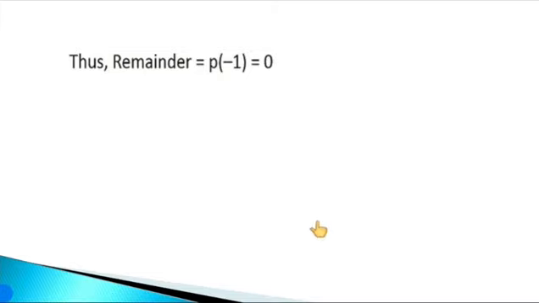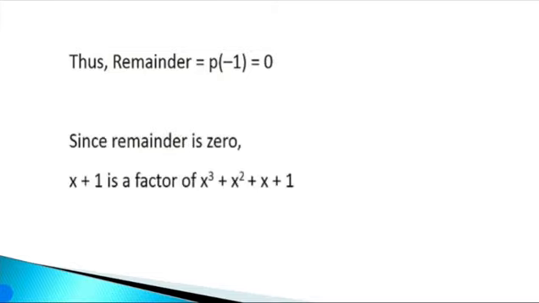We can say that since the remainder is 0, x plus 1 is a factor of x cube plus x square plus x plus 1. So this is the solution for sub question 1 in problem 1. I hope everyone understood. So in this problem x plus 1 is a factor of the given p of x. Similarly, you need to find for sub question 2. You need to solve it in your homework book.